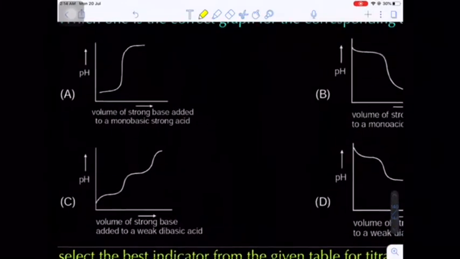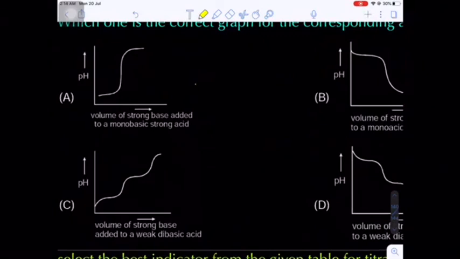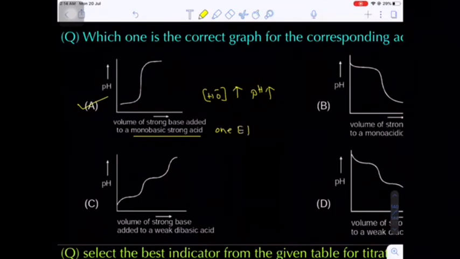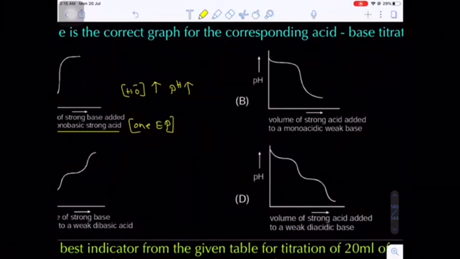Now, which of the following graphs corresponds to the acid base titration? Number 1, pH value is given on the y-axis in all 4 options. What is the value given on the x-axis? Volume of strong base added. When strong base is added, what happens? The OH minus ion concentration increases, and the pH of the solution also increases. That means option 1 is correct. Are you getting my point? Now remember, it is a monobasic acid, that means there is only one H plus ion, so only one equivalence point is there.